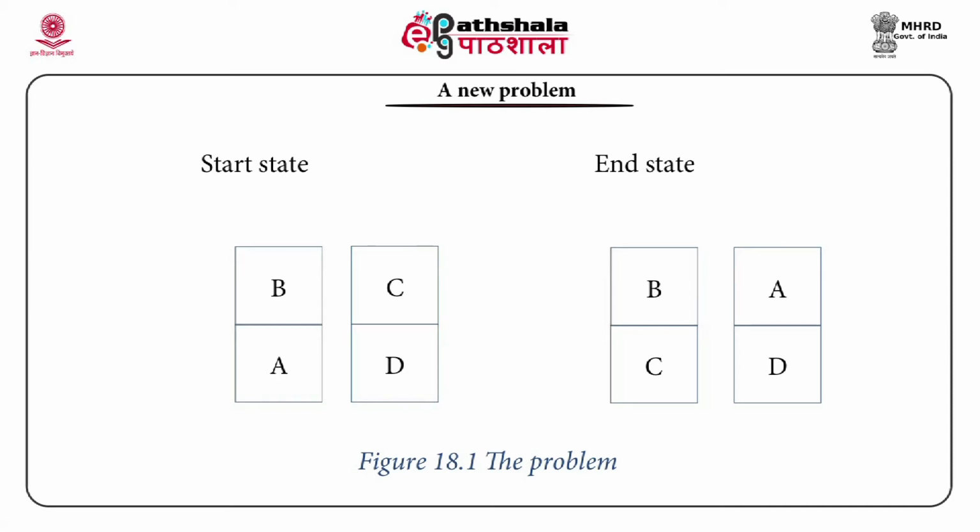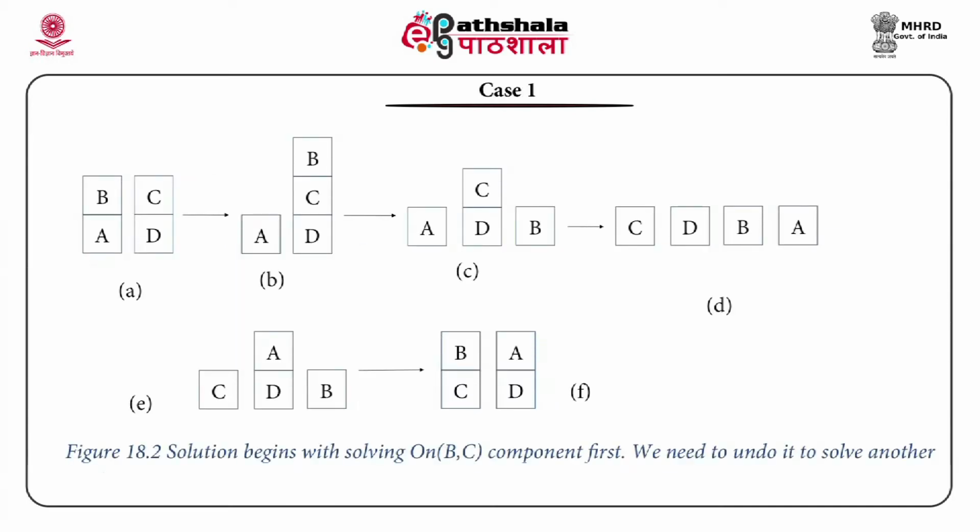This is what we want. Okay, and there is something called case 1 shown on the screen. Now we are talking about goal stack planning. There are 2 things that we want to have: B on top of C, that is one thing that we would like to have, and A on top of D.